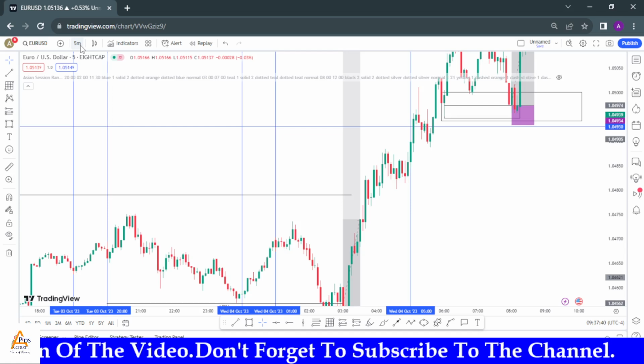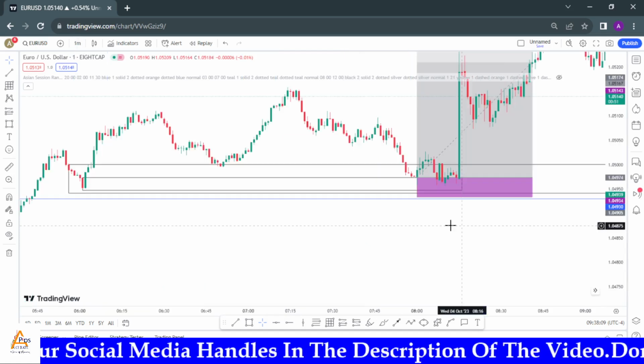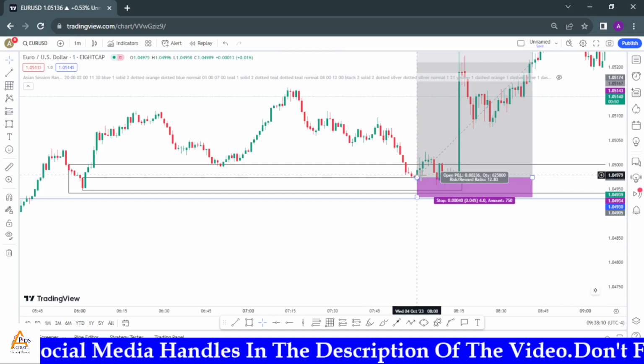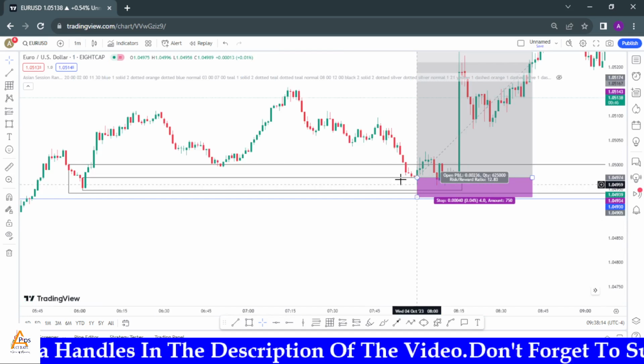I need an inducement, and this is serving as an inducement for this zone, not for the entire zone, but for this inner zone. This guy serves as what? As inducement, and already we can see price tap in first. So this is where we tapped in, then price came deeper.